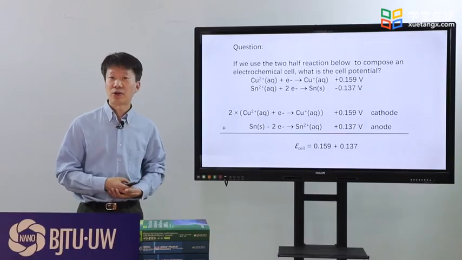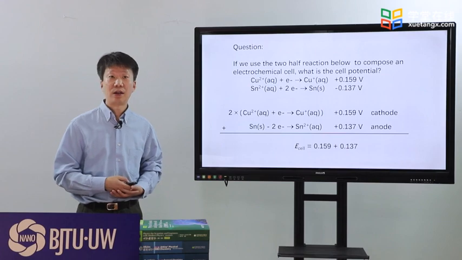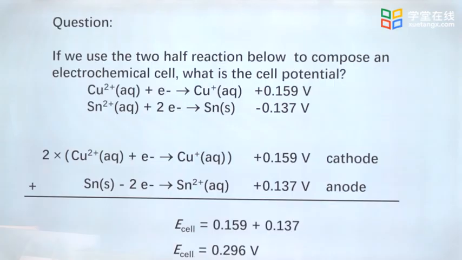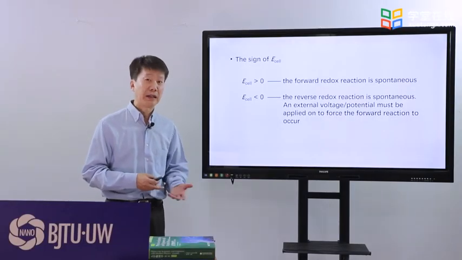We have the cell potential is 0.159 plus 0.137 is 0.296 volts. The sign of an E cell value has its meaning.